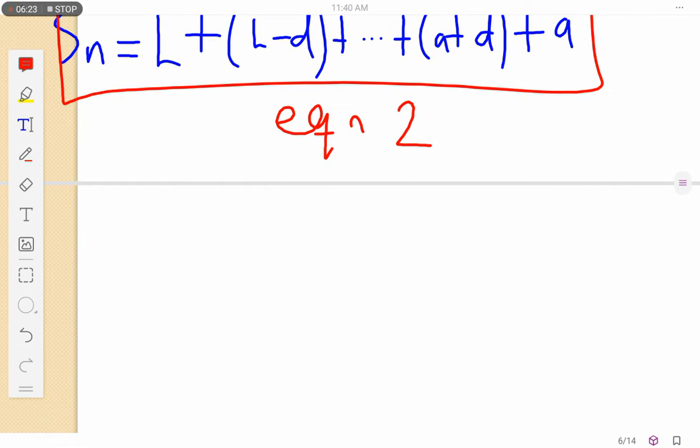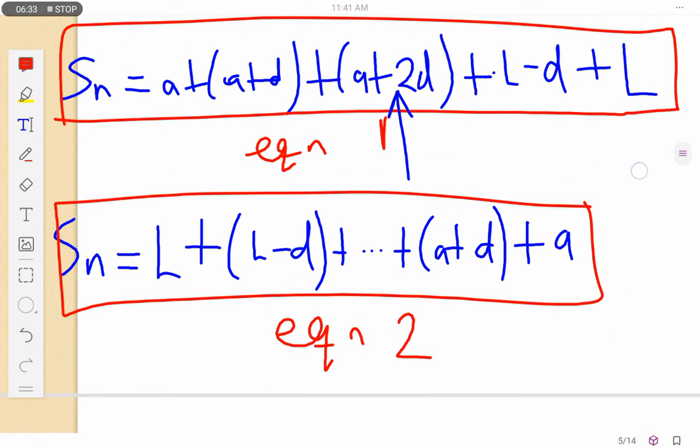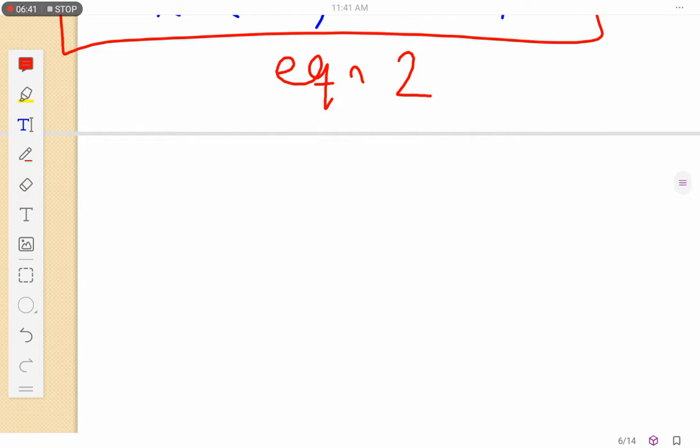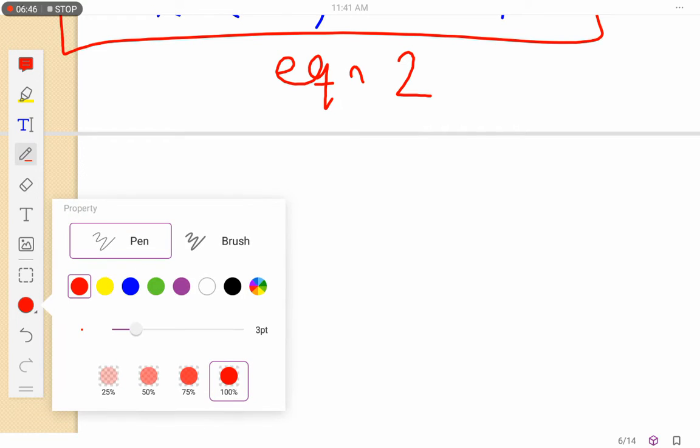I can write equation number 1 plus equation number 2. Let's add those two. I'm going to add them as they are. Okay, maybe for clarity I can rewrite these two together so that we can add them simply.